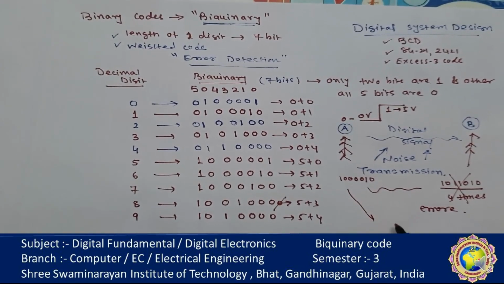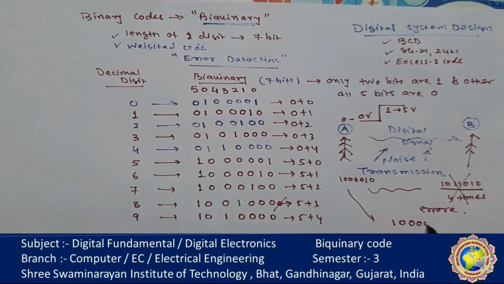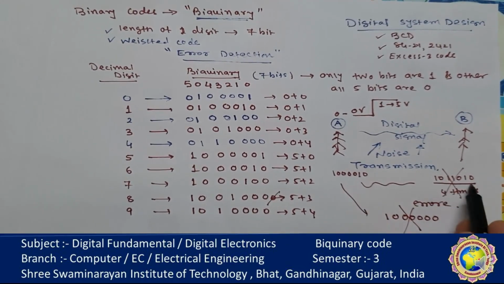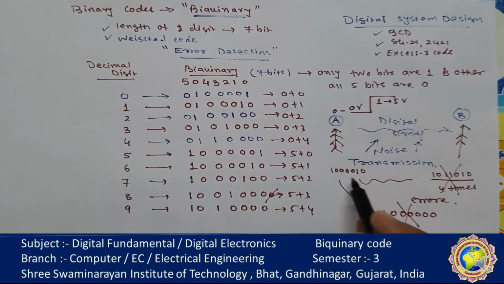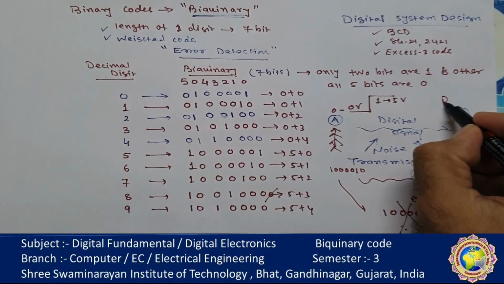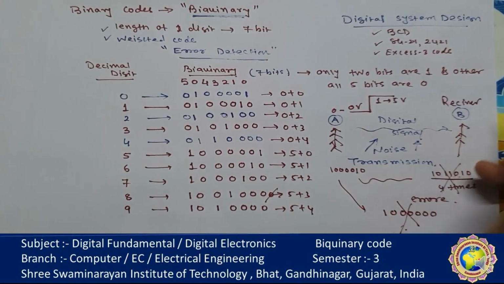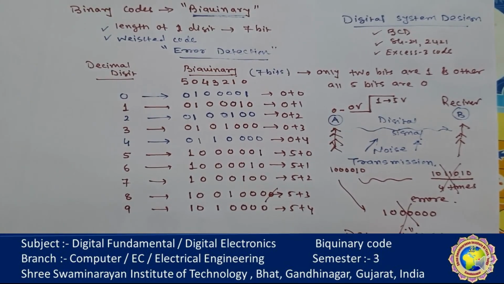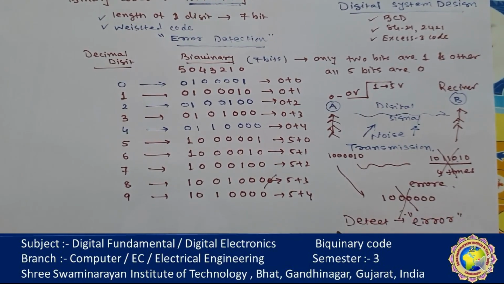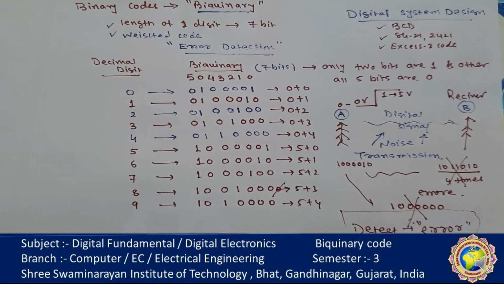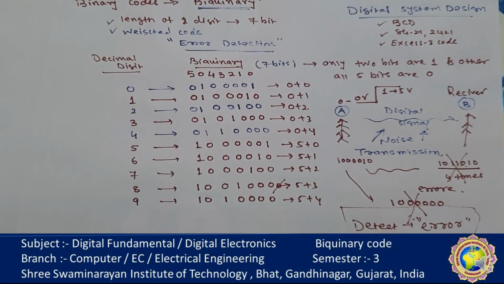If the number is received as 1 and all remaining 6 bits are 0, it is also an error. Each decimal digit has only 2 ones and 5 zeros, so if this combination is not matched, the receiver can easily say that it has detected an error. So this is the best code for error detection.